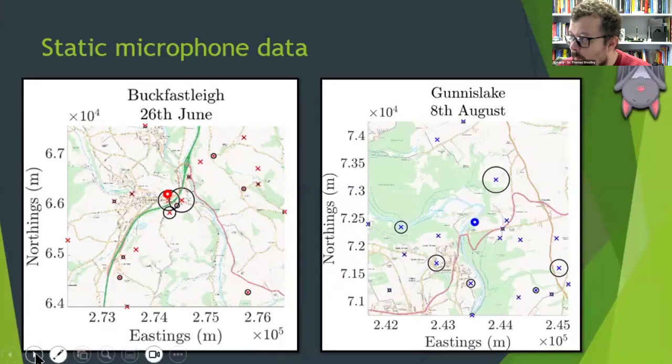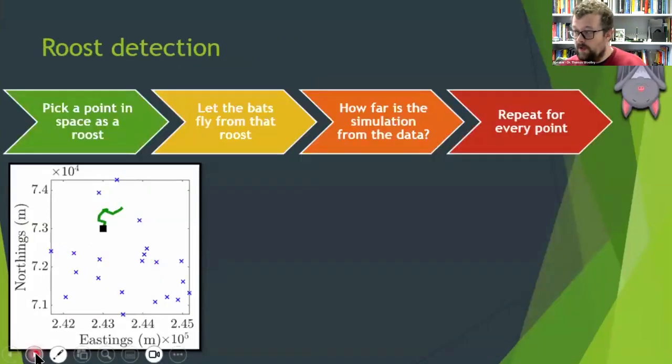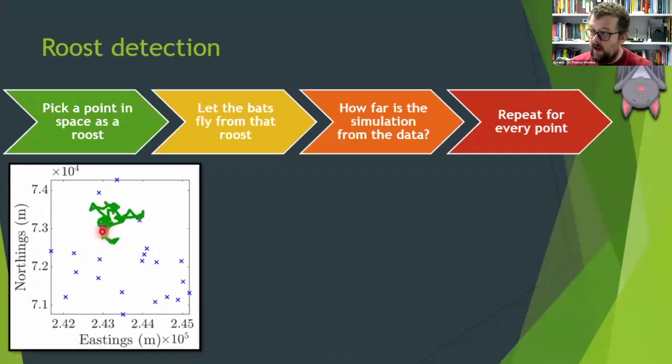So how do we do that? Well, we know how the bats move. So what we do is we pick a point in our space and we say we think our roost is there. We then send out simulated bats from that roost. Hundreds and thousands of bats. So I believe that black square there is a roost. I send my bats out and they all travel in different directions. Some of them will cross the X's, the microphones, and then they will get recorded in our simulation. Sometimes they don't hit the microphone, and that's fine.